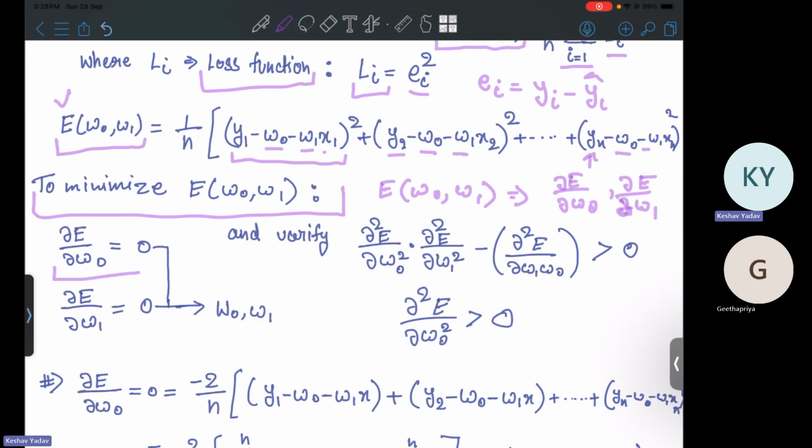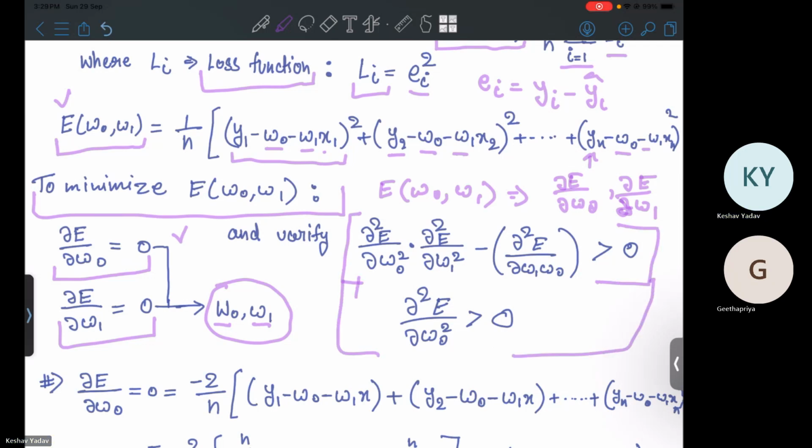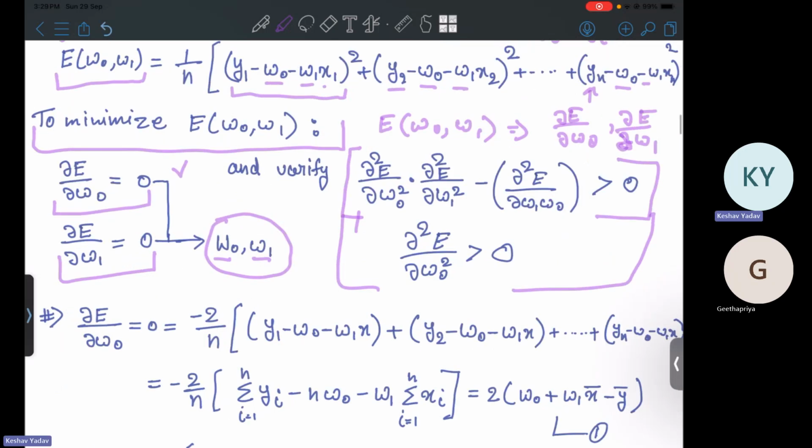Okay, so for the minimum, these two conditions must be satisfied. From these two conditions, if I put, I will get two equations. From these two equations, I can find out the w0 and w1. But satisfying this equation may not be sufficient to say that this is a minimum. So for that, we need to verify these two conditions, to say that whatever w0 and w1 we have found will lead to the minimum E value.